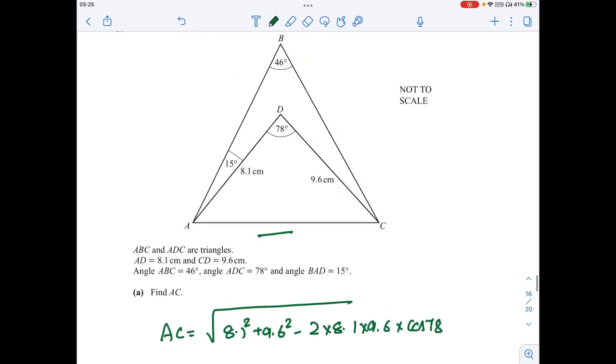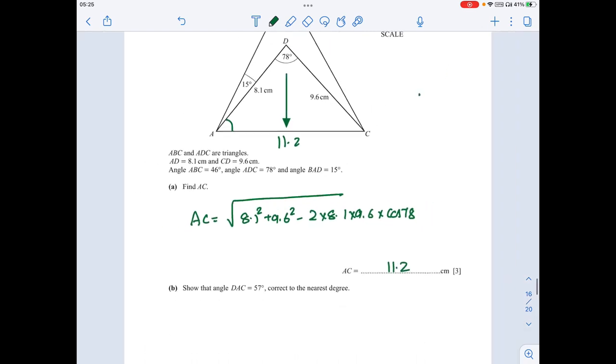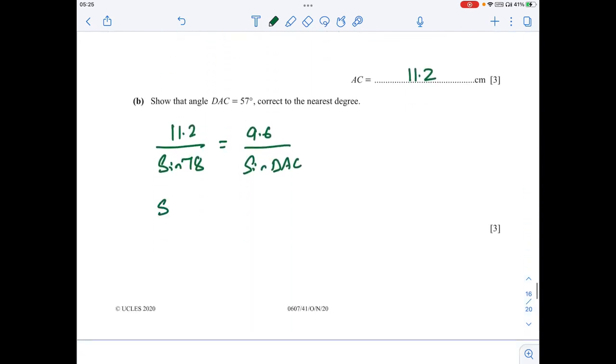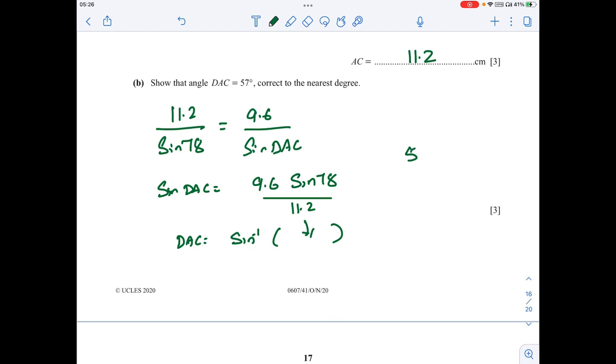Show that angle DAC equals 57 degrees. Where is DAC? This particular angle equals 57 degrees is what we are asked to prove. We have found AC as 11.2. Once I found AC as 11.2, we know the matching pair, so I should be using the sine rule. 11.2 upon sine 78 equals 9.6 upon sine DAC. So sine DAC equals 9.6 times sine 78 divided by 11.2. So DAC equals sine inverse of this entire value. You should be getting 56.7. When I write it to the nearest degree, it is 57 degrees.